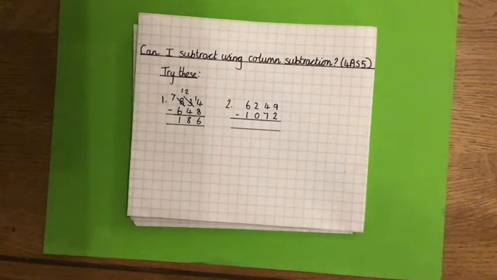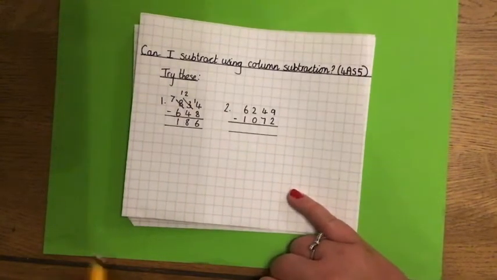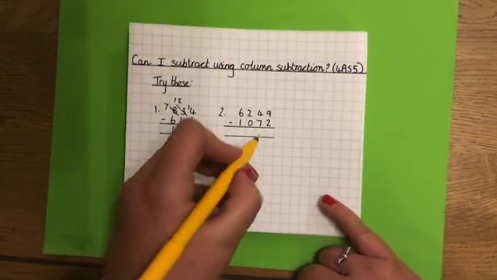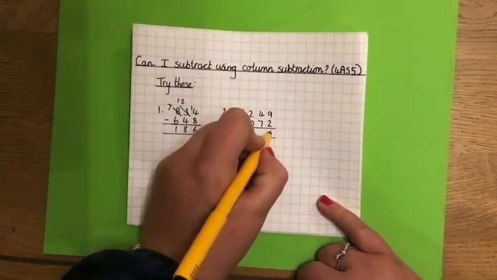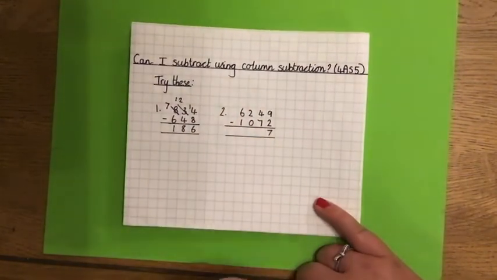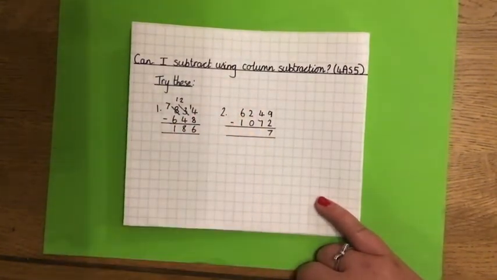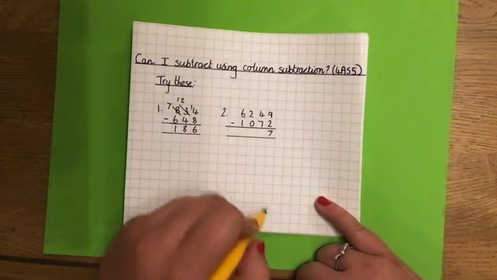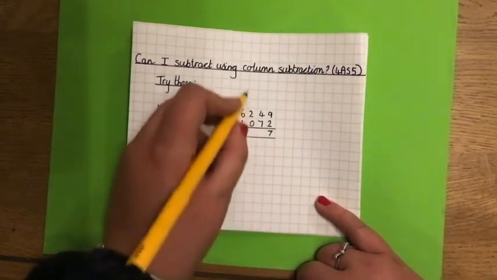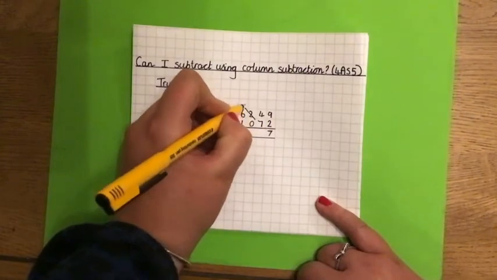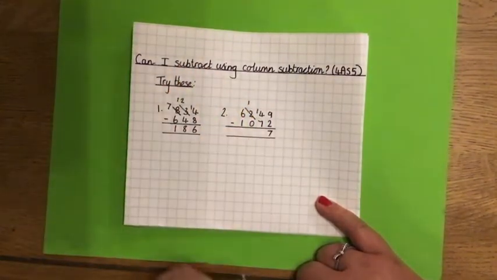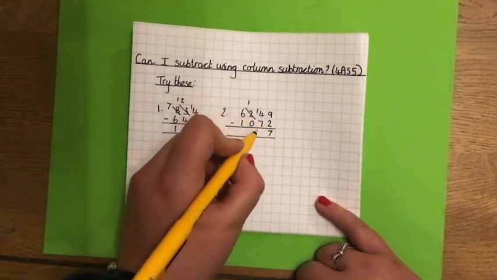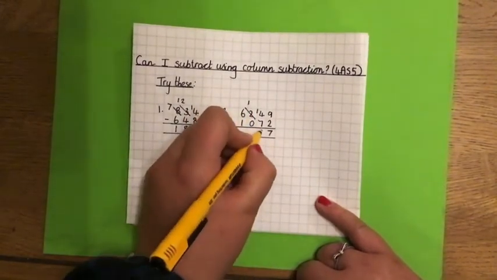Okay, looking at question number 2, 4-digit numbers this time. So, starting at the ones, 9 take away 2 is 7. 4 subtract 7, I can't do, so some exchanging is needed here from the hundreds. So that now becomes a 1. I'm going to carry that over. So now I've got 14 take away 7, which is 7 again.